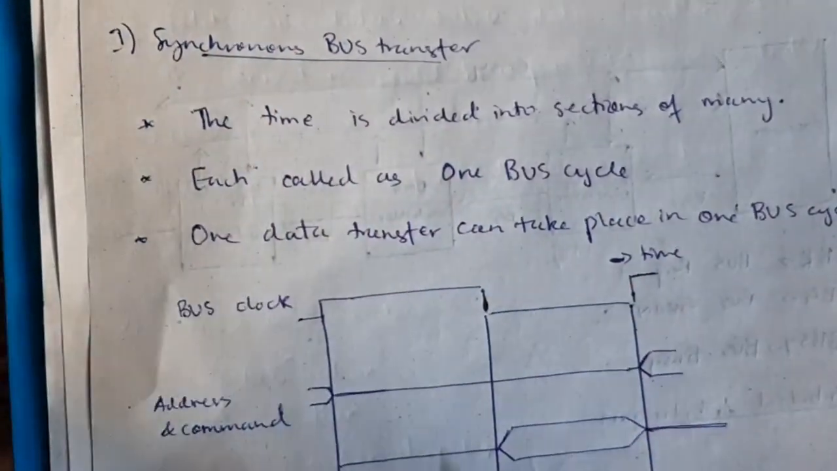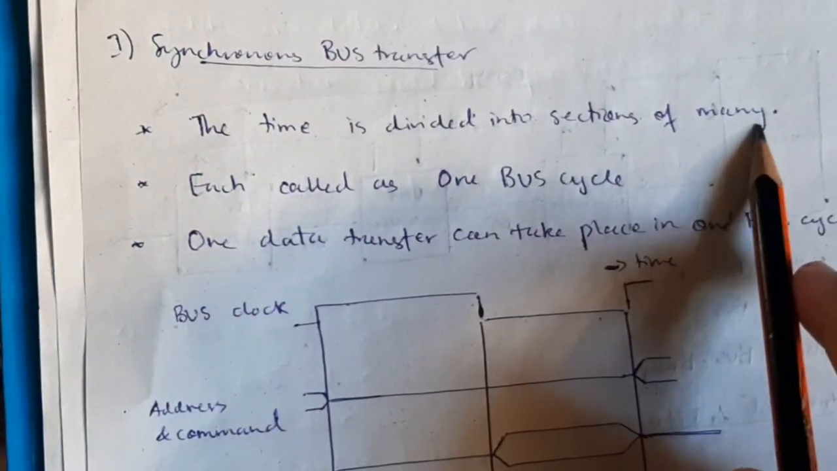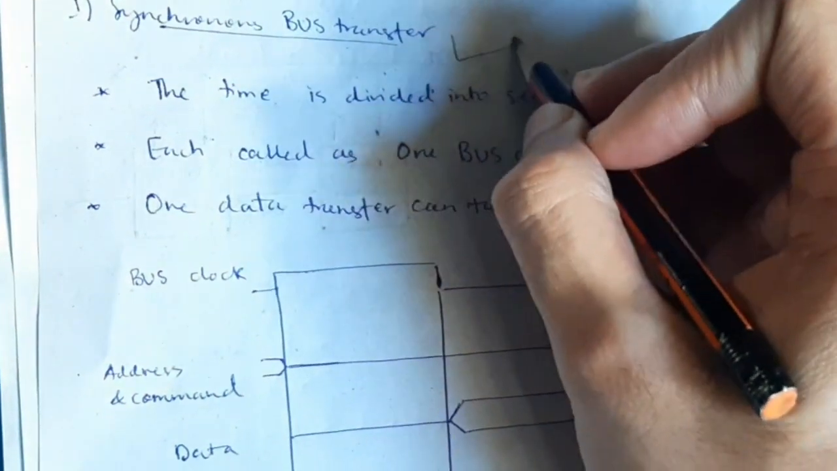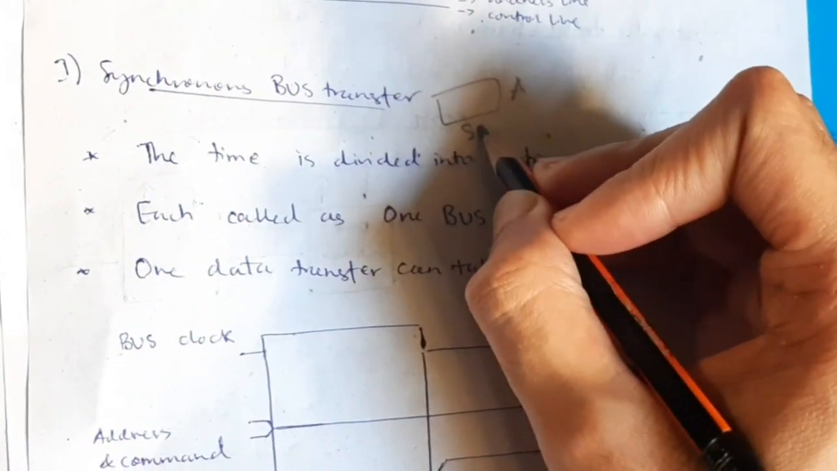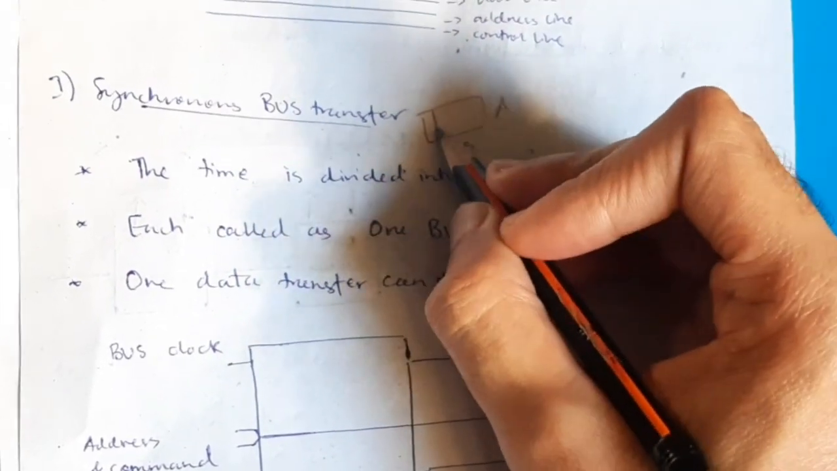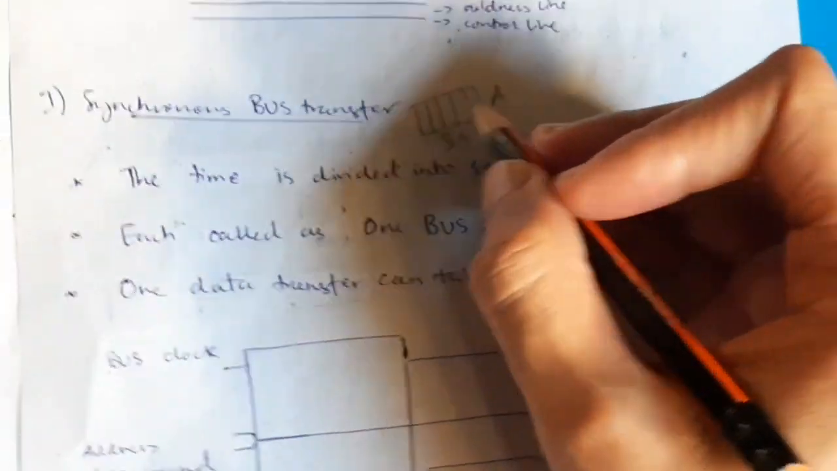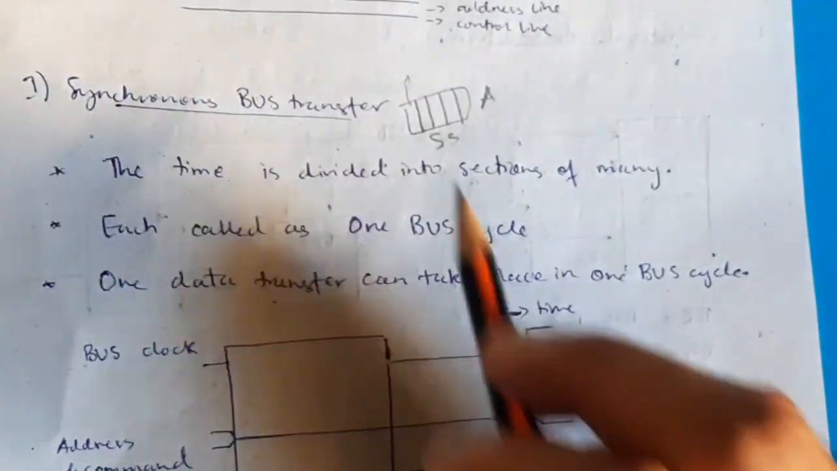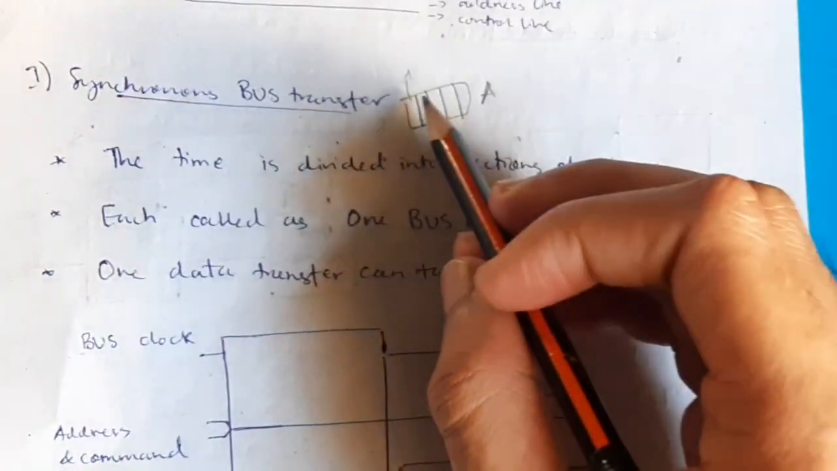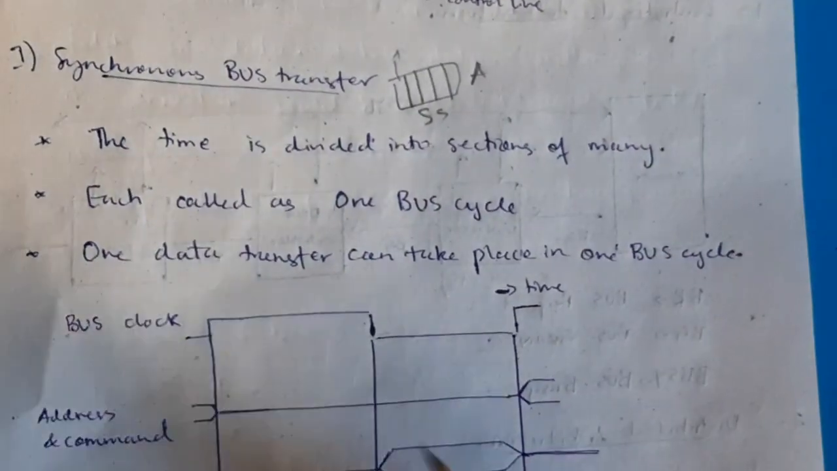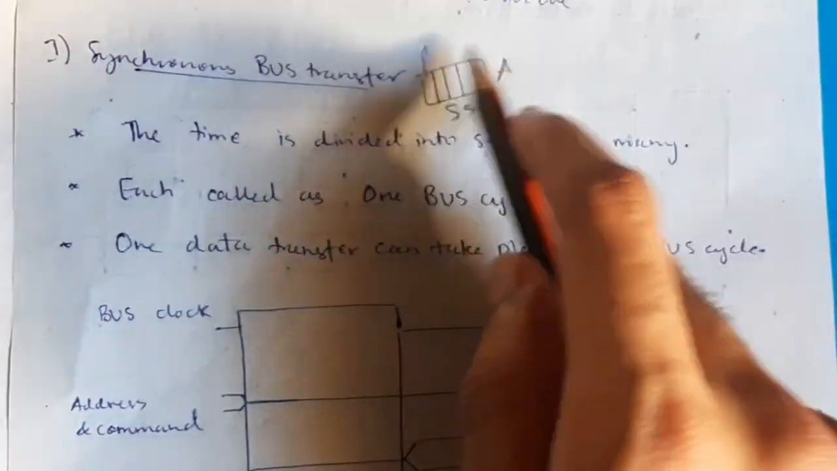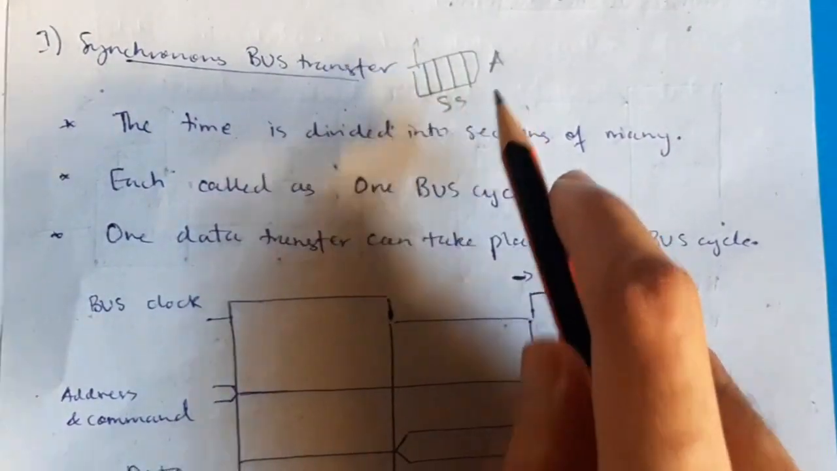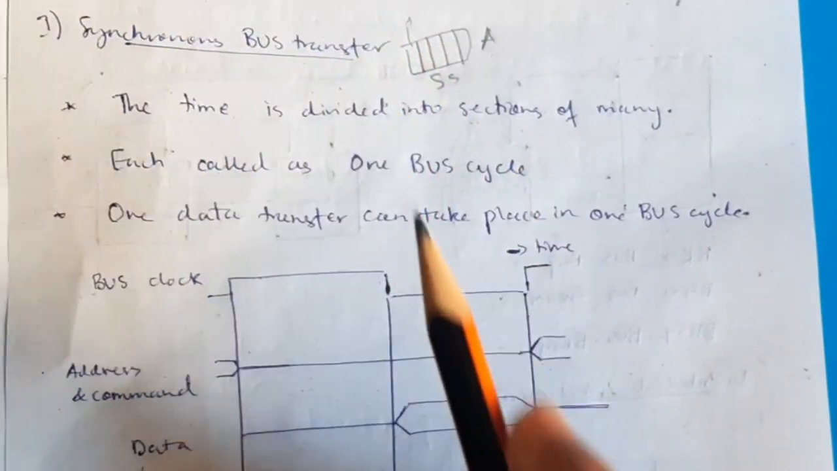Synchronous means the time is divided into many sections. Suppose a task A requires a particular amount of time, like 5 seconds. That time can be divided into 1 second breaks, and all those seconds will be known as bus cycles. Each of those time gaps is called one bus cycle. One data transfer can take place in one bus cycle. So the whole task will be divided into a few parts, and in each part, a part of the task will be executed.